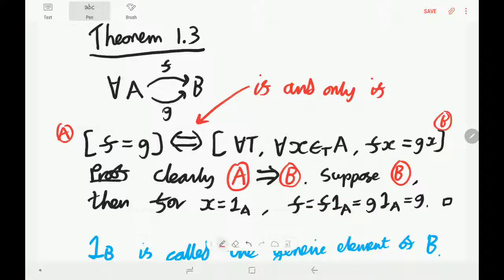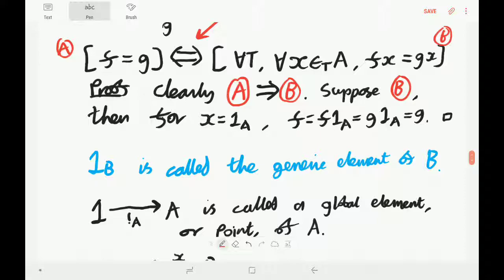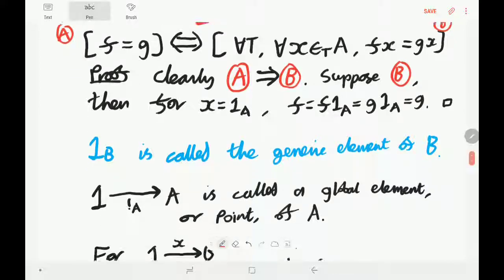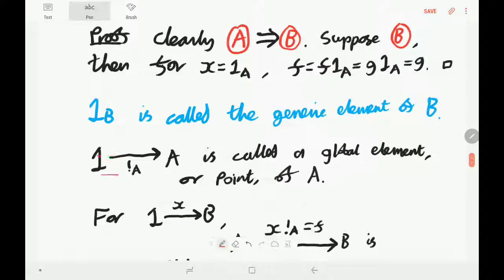Okay, so that's actually a very useful kind of proof technique. Often it is to think about what happens with these statements when you put an identity arrow in. Sometimes an identity arrow of B is called the generic element of B. And sometimes an arrow from a terminal object to A is called a global element or a point of A. It's denoted by exclamation mark A.